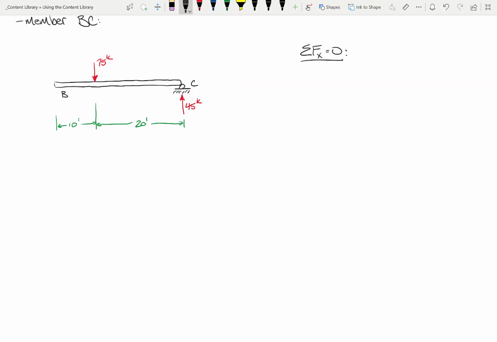All right, so if I sum forces in the x direction, what is Bx? 0. If I sum forces in the y direction, what is By? 30 what? Kips. Up or down? Up, right? So By is 30 kips going up. Okay? So now let's sum moments at B.